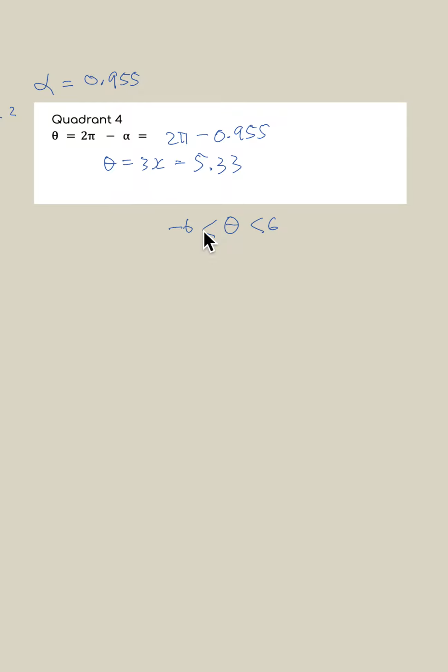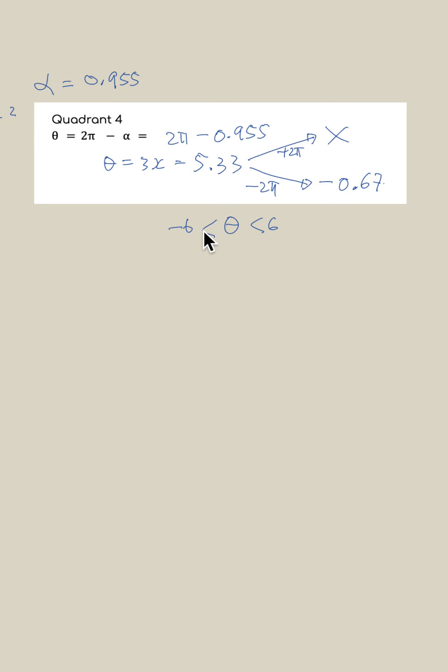And we try to see whether there is other possible values. Shall we add 2 pi? No, because 2 pi is 6.28, is too much. Shall we minus 2 pi? Yes. So 5.33 minus 6.28, you're getting negative 0.67. So we have these two answers.